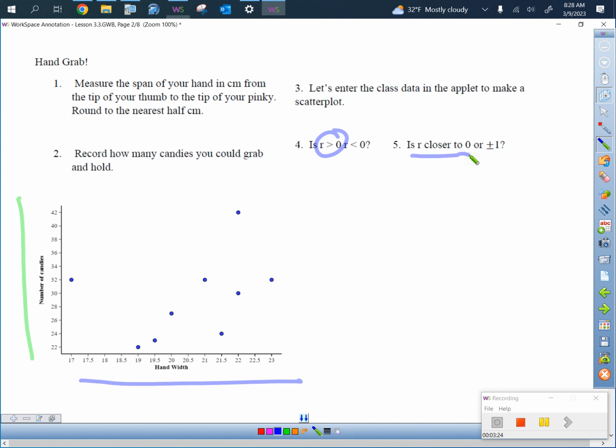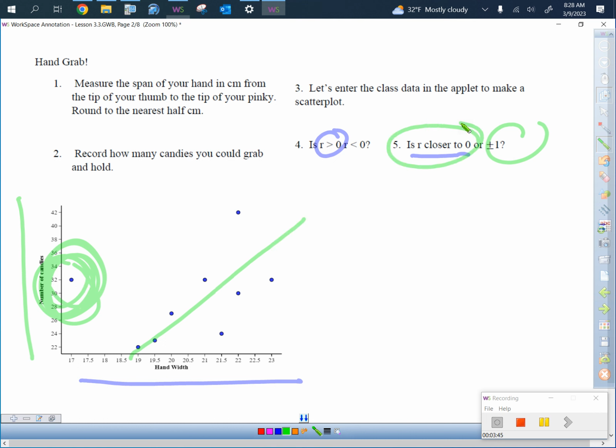Is R closer to 0 or closer to 1 on this guy? What do you think? Is R closer to 0 or closer to 1? I would say it's closer to 0, because even though this isn't bad right here, this outlier kind of messes things up on that one, so I would say R is closer to 0. Let me circle that properly for the video people. R is closer to 0. That's a pretty weak association.